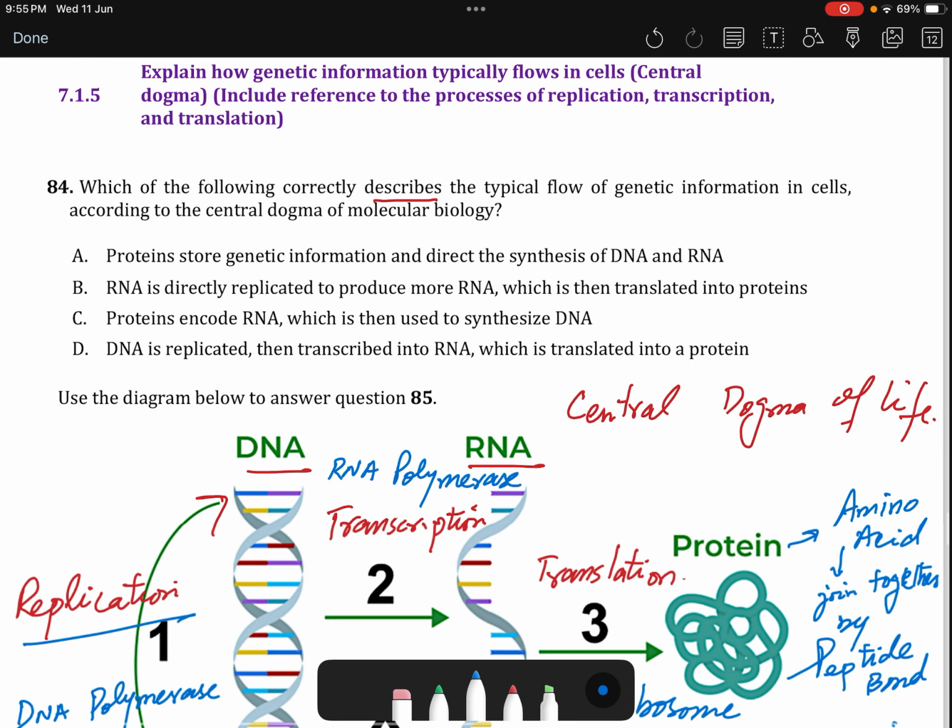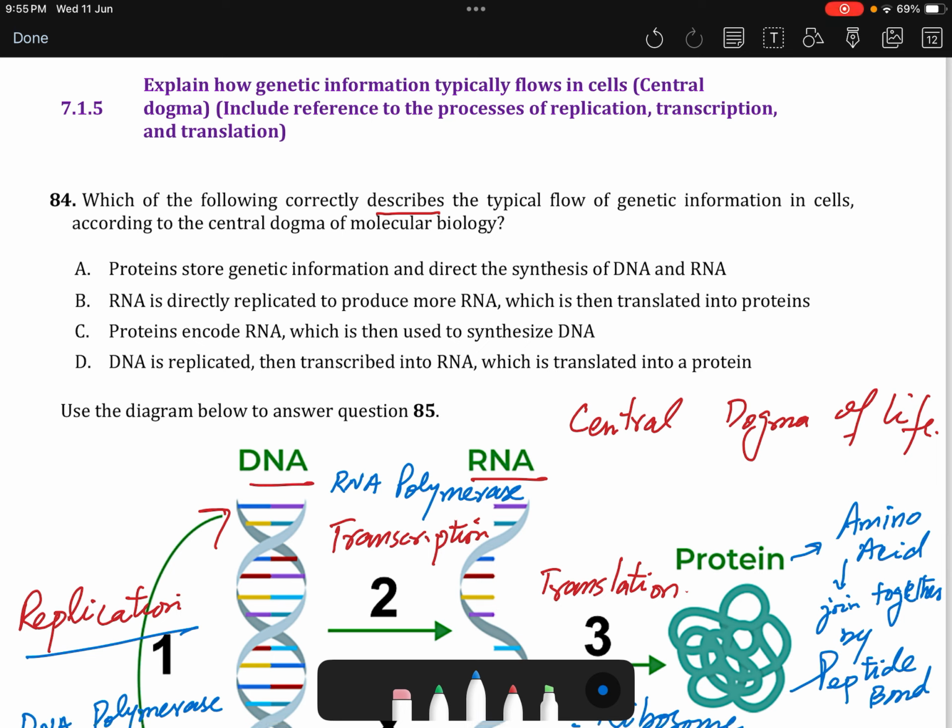We will now go back to this question. Which of the following correctly describes a typical flow? We know the typical flow. Proteins store genetic information and direct the synthesis of DNA and RNA? No. RNA is directly replicated? No. Proteins encode RNA, which is then used to synthesize DNA? No. DNA is replicated, then transcribed to RNA? Yes. Then translated to protein? Yes. So this is the correct answer.